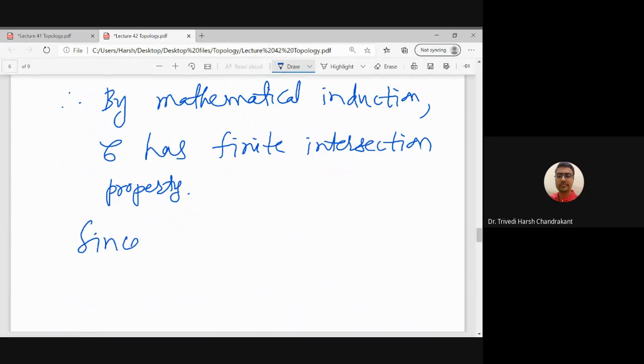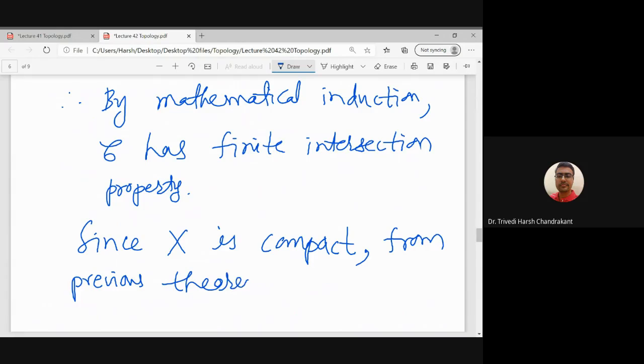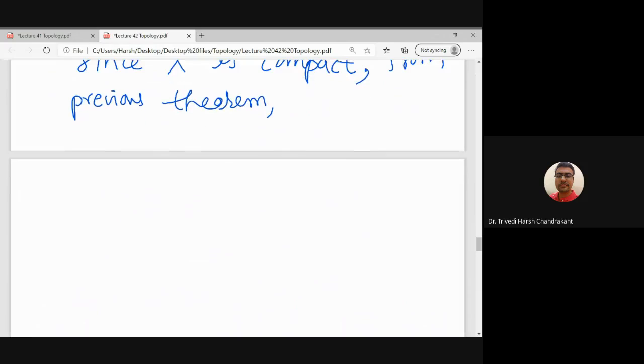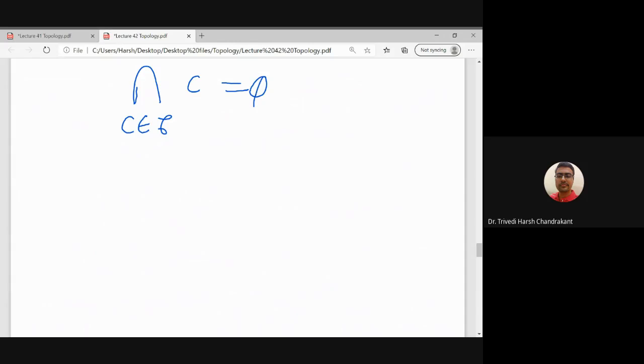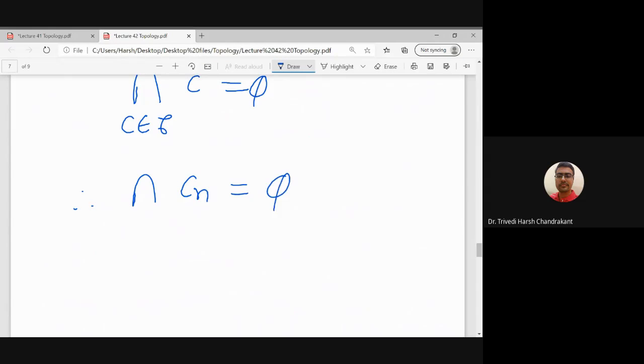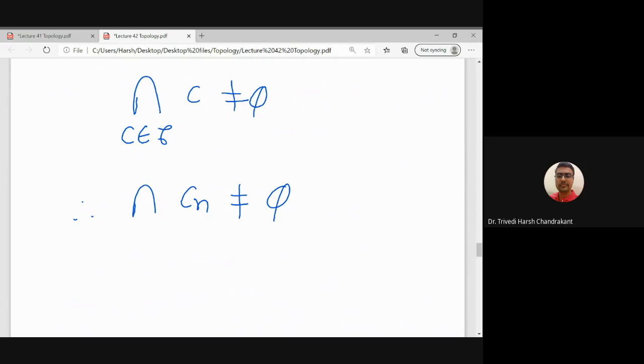So let us use this theorem. It is given in the hypothesis that X is compact. So from the previous theorem, the intersection of the family of the elements of family C is non-empty. Now what are the elements of C? They are C1, C2, Cn. So that is the same as saying the intersection of Cn is non-empty, right?